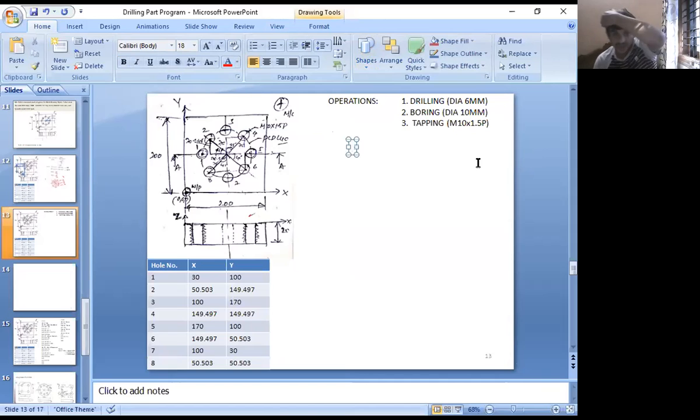So how to start the program? First, always start with the program letter O followed by a four-digit number. Can anyone tell me what the number is? I think it's the eighth or ninth program. I don't know, I'll take it as the ninth one. It is O0009. This is the name of the program.